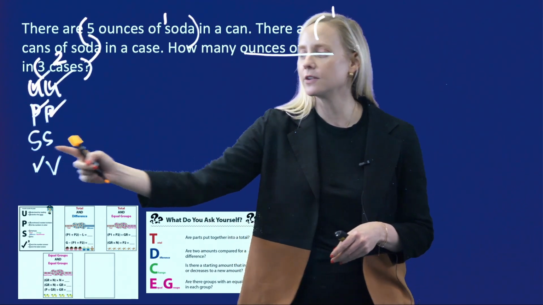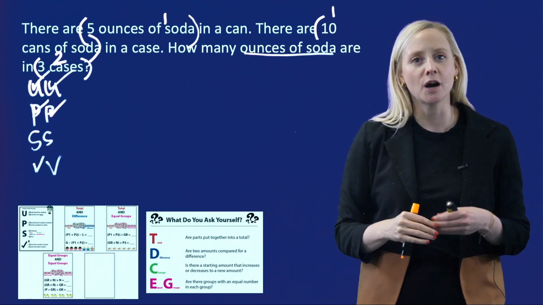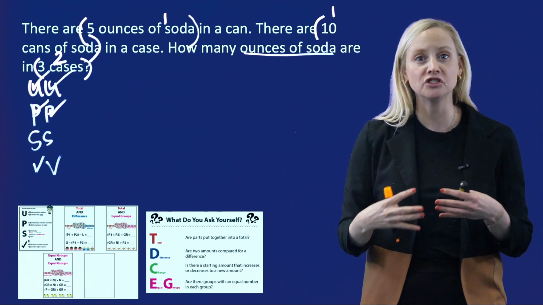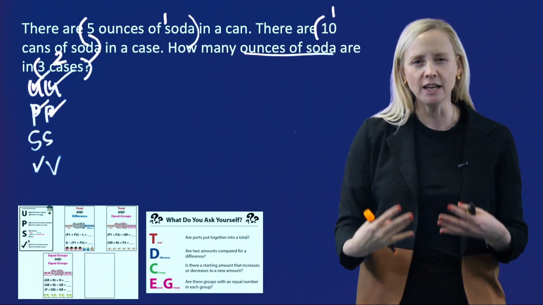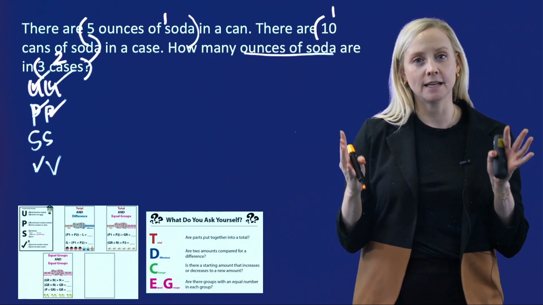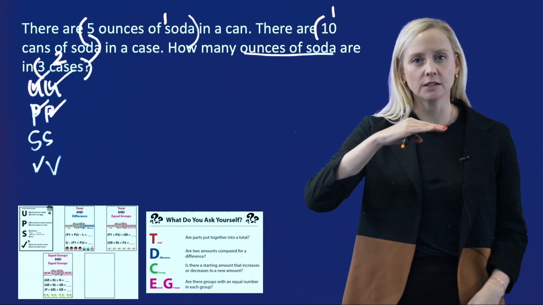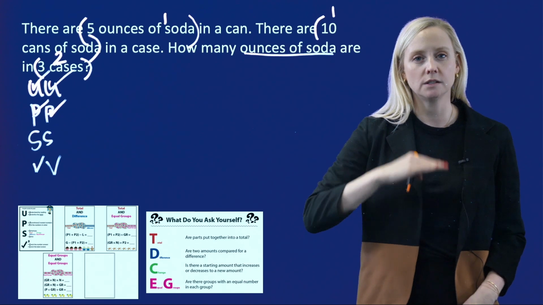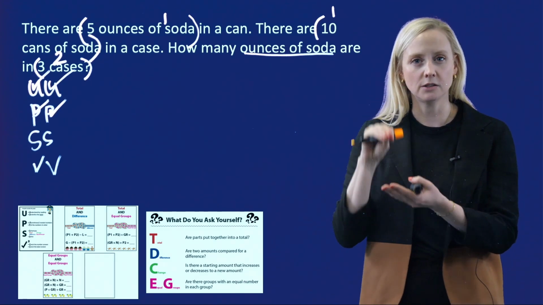Now I can move to my first S, which stands for schemas. We always teach students to use our What Do You Ask Yourself poster to question and gesture so that they can help distinguish among the schemas and figure out what's happening in our problem. So we like to say, are parts put together for a total? Are 2 amounts compared for a difference? Is there a starting amount that increases or decreases to a new amount? Or do we have groups with an equal number in each group?